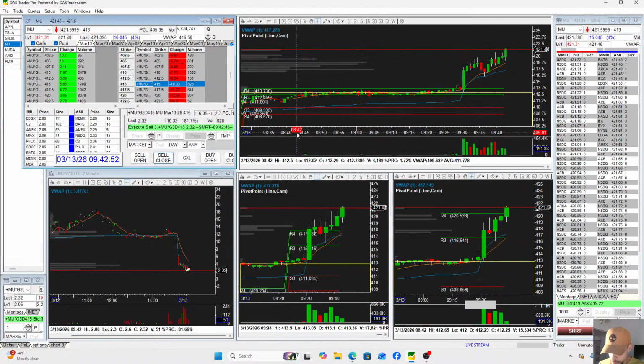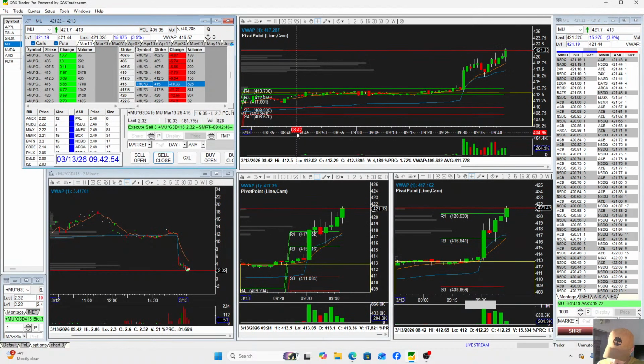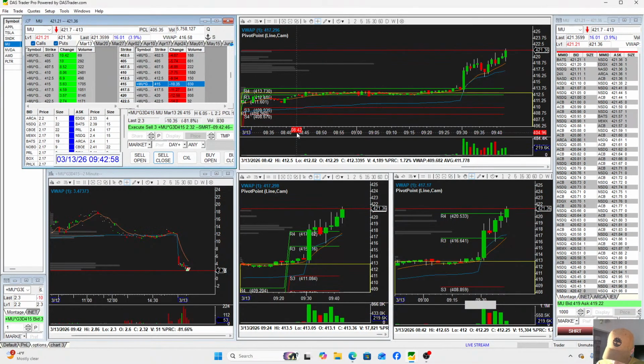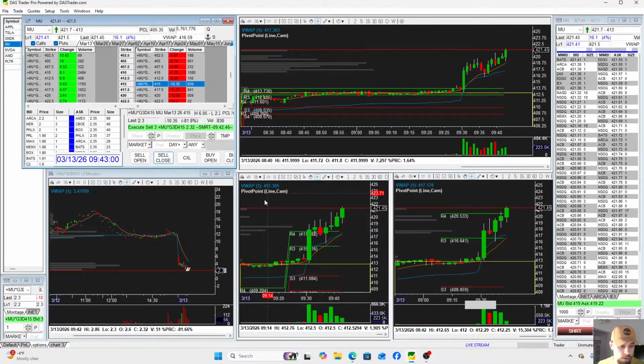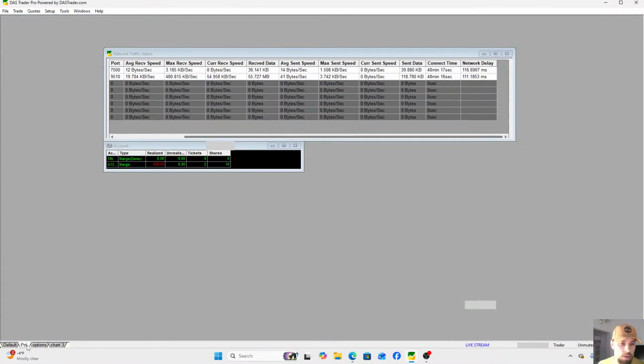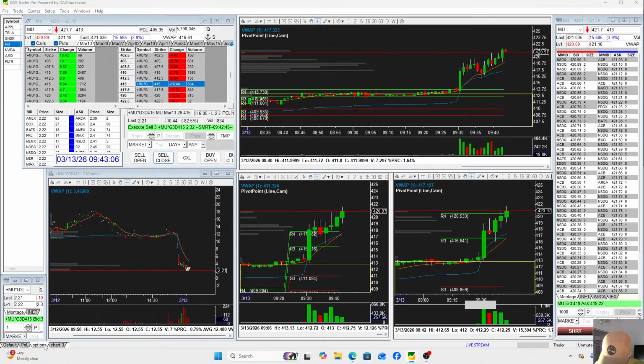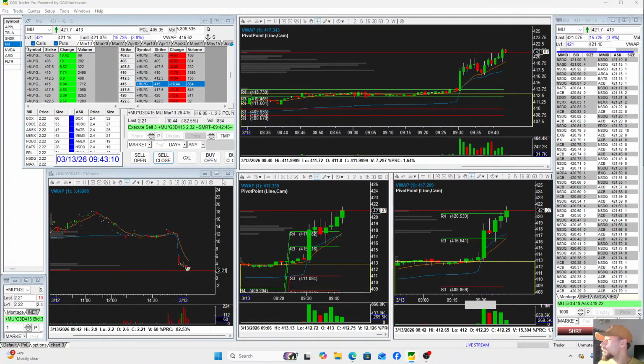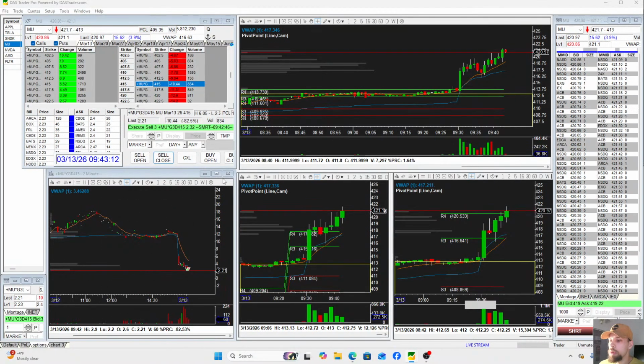SPY still pushing up. So 313. So 0 for 1 so far. Let's see how much we lost. 300 on that trade. So again, a little bit bigger share size on that one.